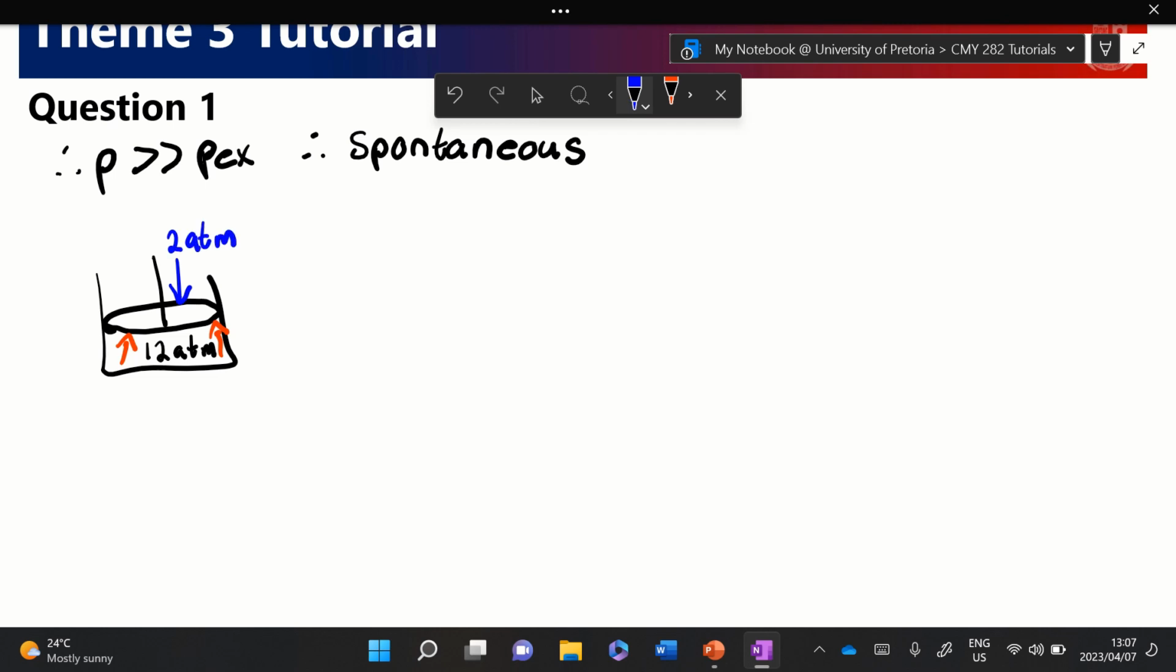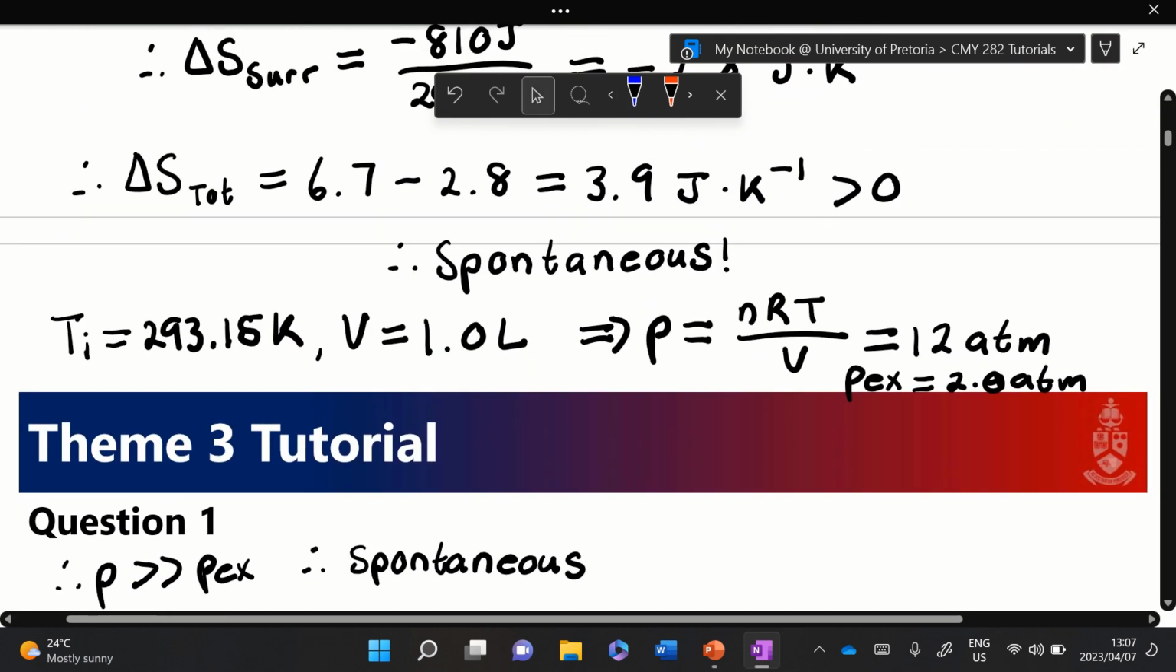So which way will the piston move? The piston will of course move against the 2 atmosphere because there's not enough force pushing down against the 12 atmosphere. So the 12 atmosphere will drive away the piston quite easily, and that's why it's spontaneous. And it makes sense from all the calculations.